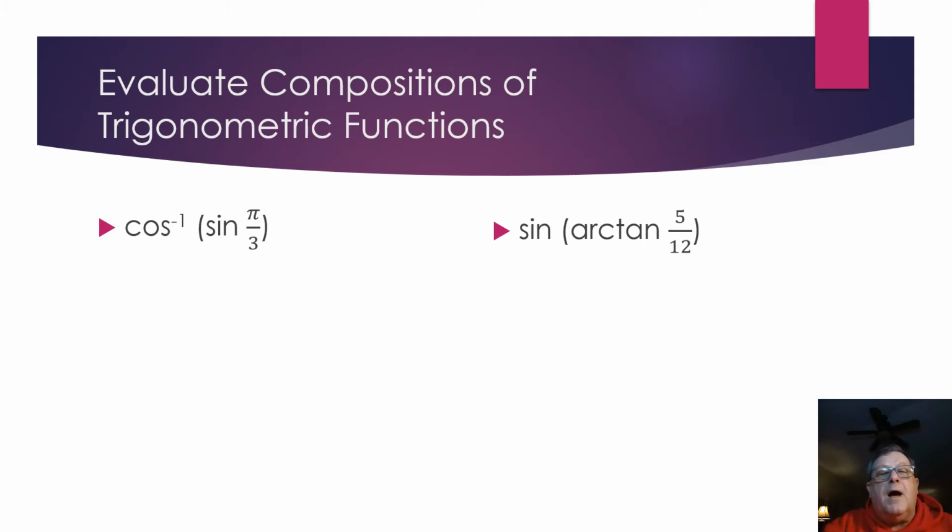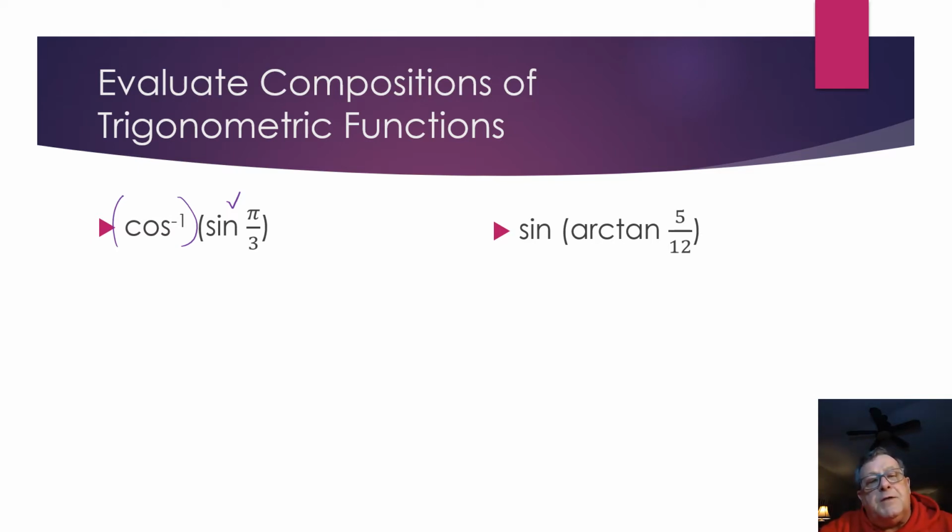Well, now let's evaluate compositions of trigonometric functions. So a composition of a function is the function of a function, or the function within a function. And if we look at this one on the left, we have one function here, which is the inverse cosine. And the second function that we have here is the sine at pi over 3. Composition of a function within a function. The function of a function.